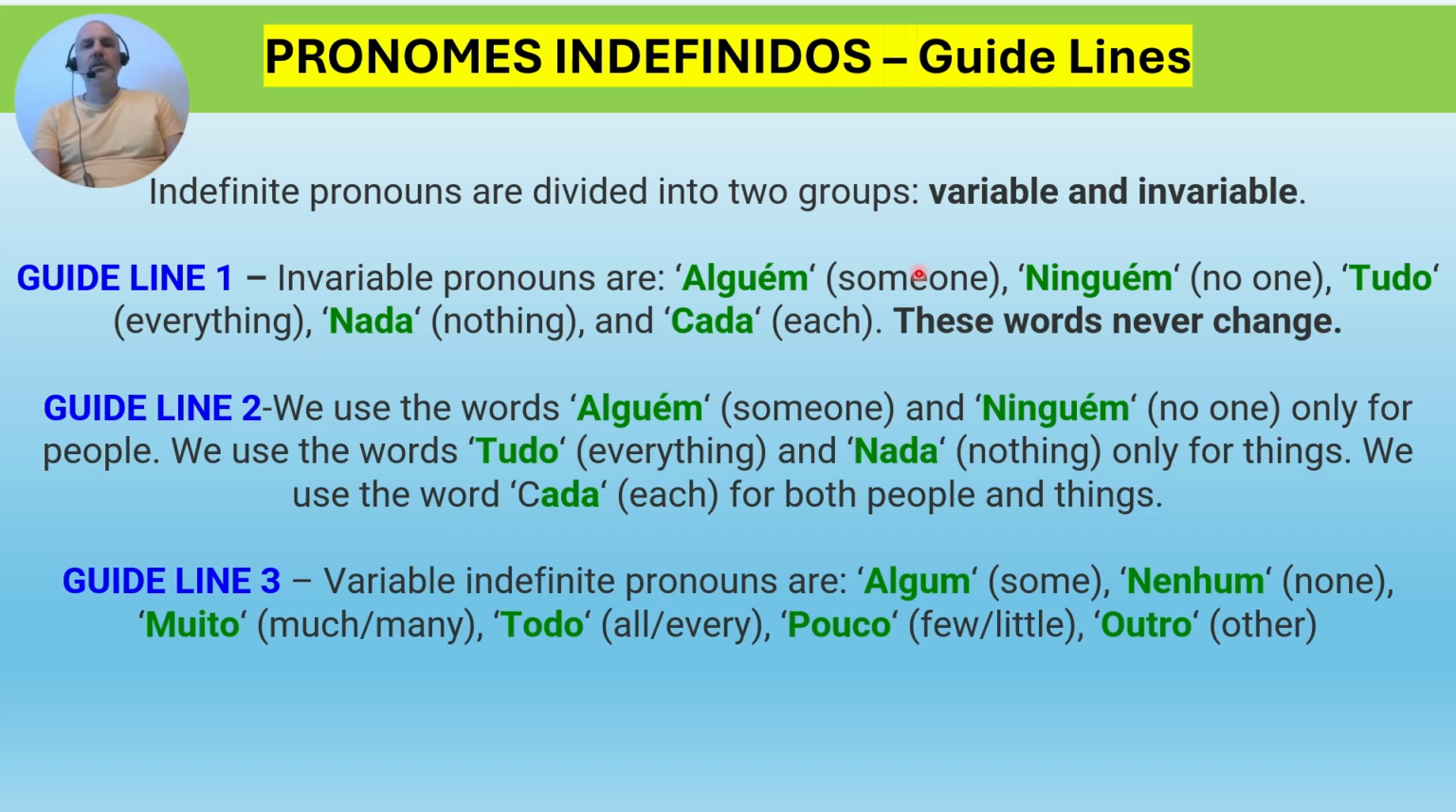And then we have the invariable indefinite pronouns, which are words that never change. An example, this word here, alguém. Alguém means someone. Alguém, it doesn't change. There's no feminine or masculine or singular or plural. So alguém, it's invariable, okay? Let's check the guideline number one.